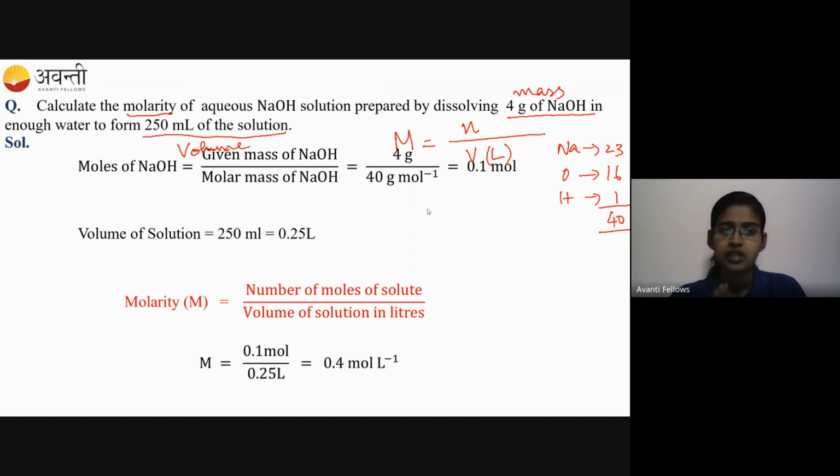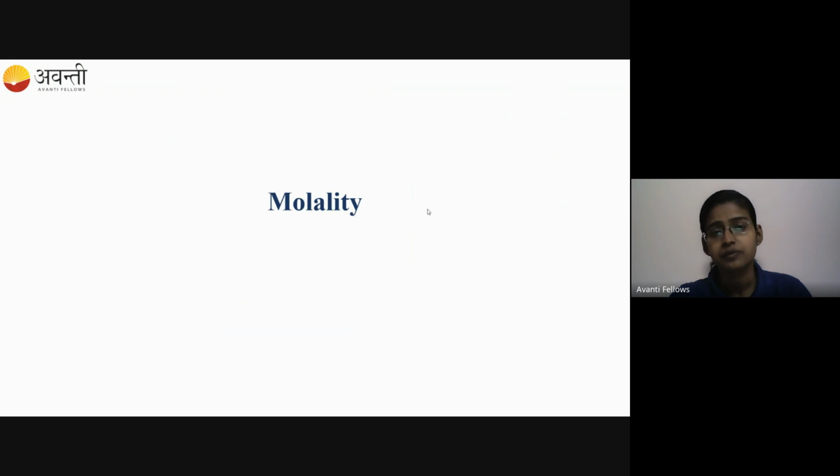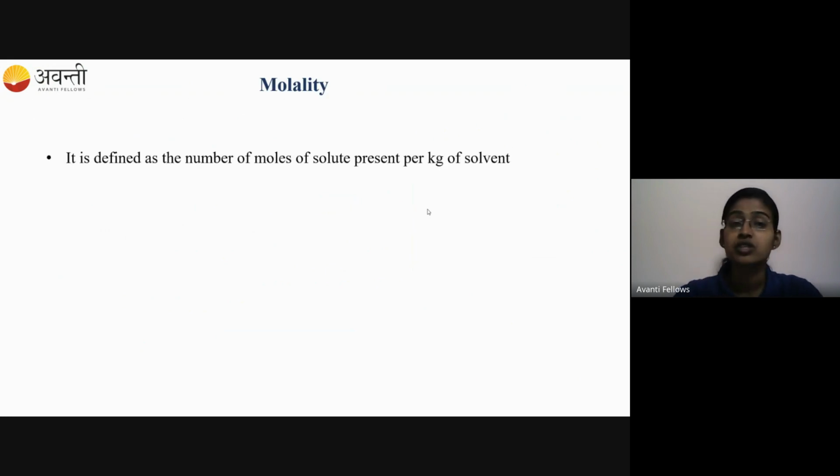Okay. So this is the third term. Now let's move on to the fourth term. The fourth term is molality. So what is molality? It is defined as the number of moles of solute present per kilogram of solvent. Per kilogram of solvent. Okay.